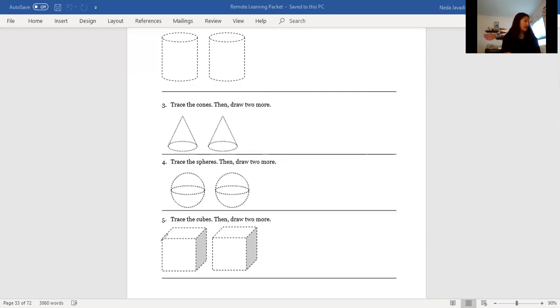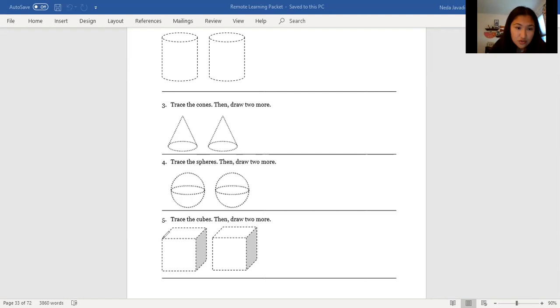So an item that looks like a cube might be a box of tissues. It has 1, 2, 3, 4, 5, 6 faces that are all the same length. So no matter how I turn my cube, all the sides are the same length. Let's trace the cube together.